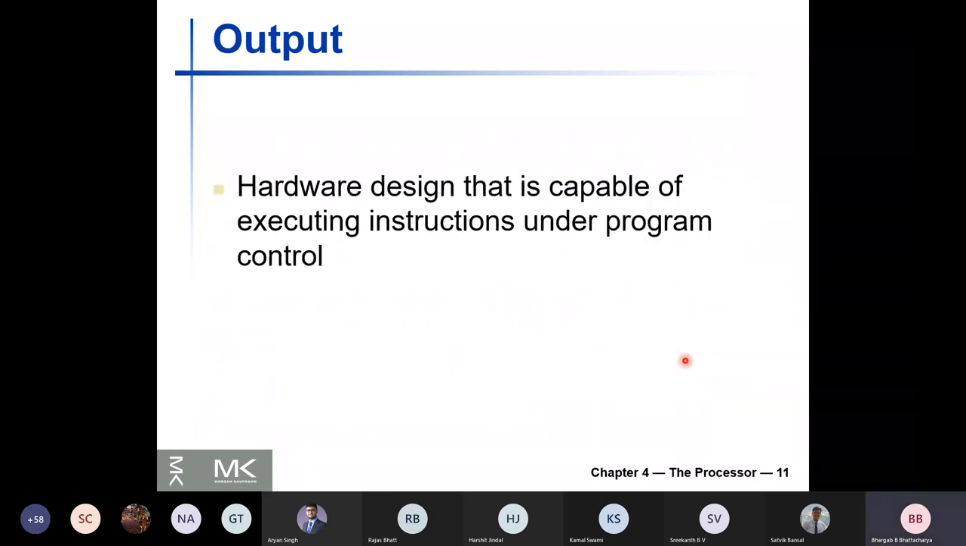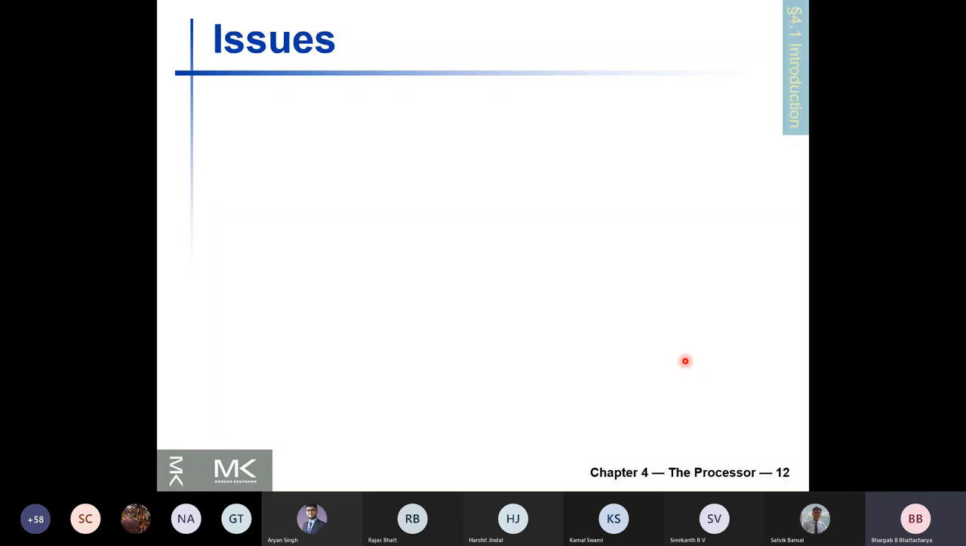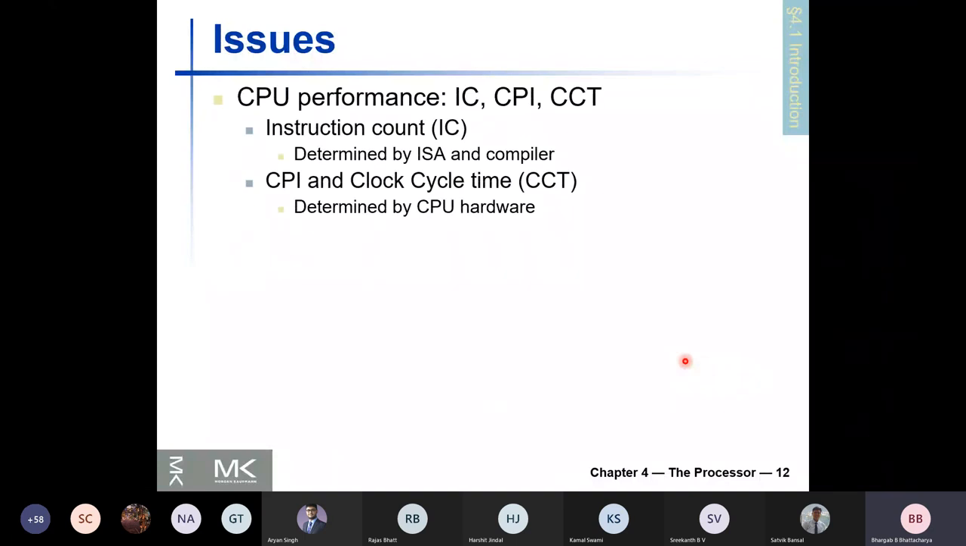And what is my output? The output design is I want to come up with a hardware system which is capable of executing the given set of instructions under program control. Okay. So you have some understanding of the challenges, what are my inputs, what are the outputs, and what are the constraints and so on. So given that, let us know what are the other issues.